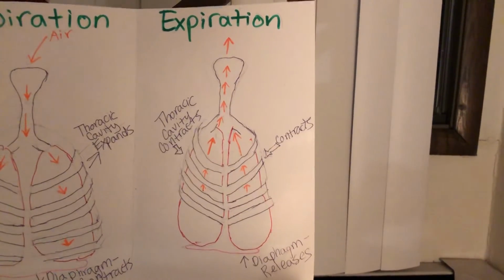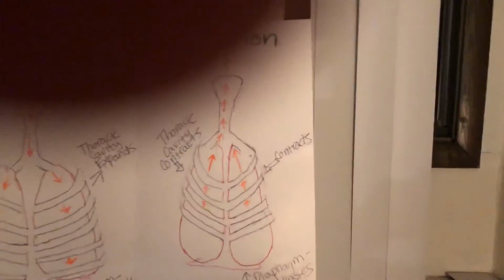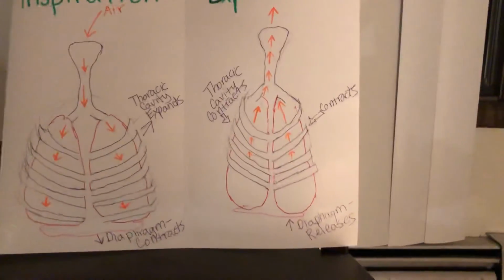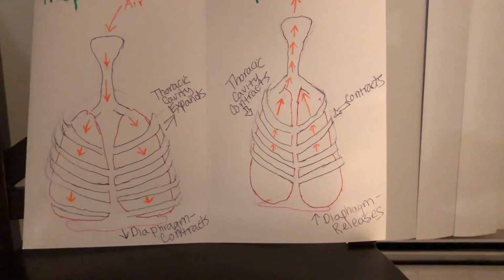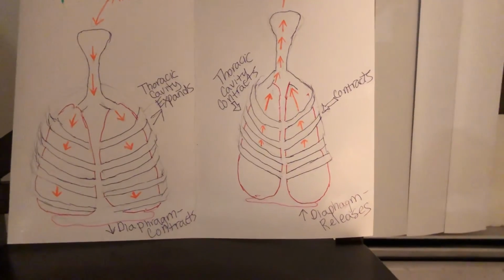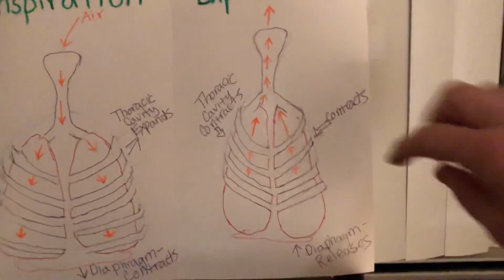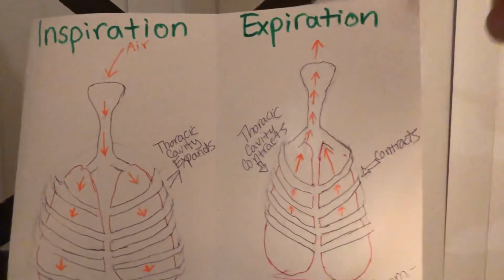So as the thoracic cavity contracts, it makes the atmospheric pressure inside the lungs greater again, and so the air leaves the lungs, drawn outside to where the atmospheric pressure is now less. So these contract and then the air gets drawn out.